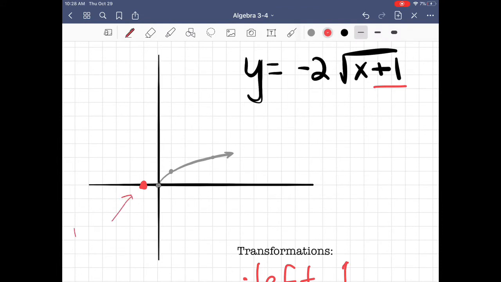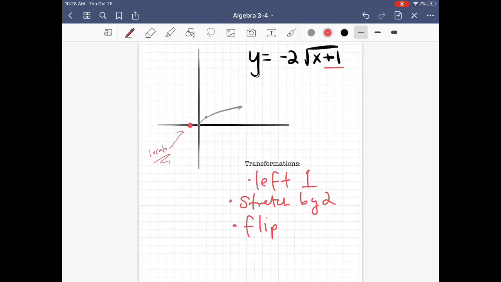This is my new locator. Because I took the old one, I shifted it to the left by 1, and now I'm going to transform it. So the original pattern for a square root function is to go right by 1, up by 1, right by 4, and up by 2. But I'm transforming this by stretching it and flipping it. Okay, so if I'm going to stretch it by 2, first I'm going to look at those vertical movements. So instead of going up by 1, I'm going up by 2. Instead of going up by 2, I'm going up by 4. It's twice as steep.